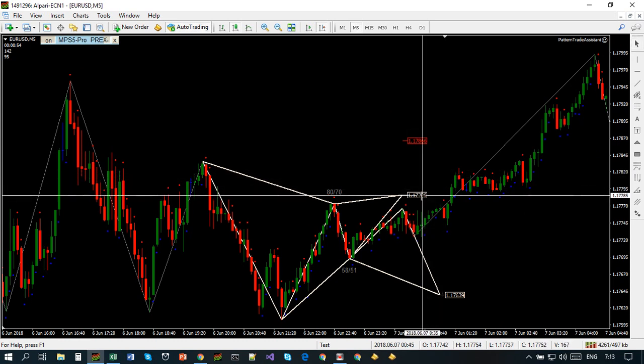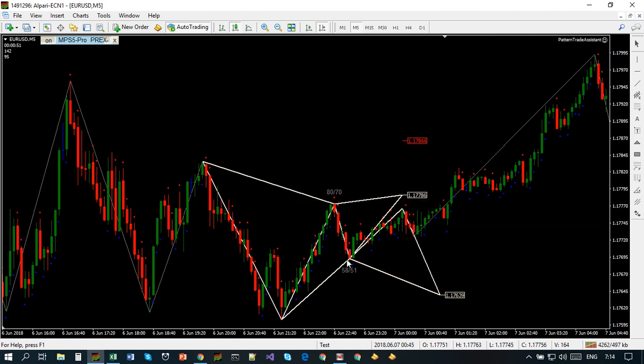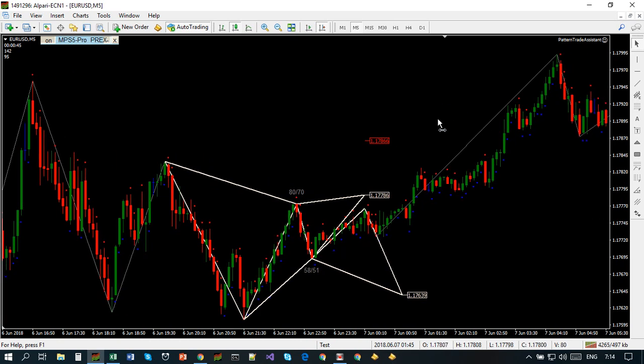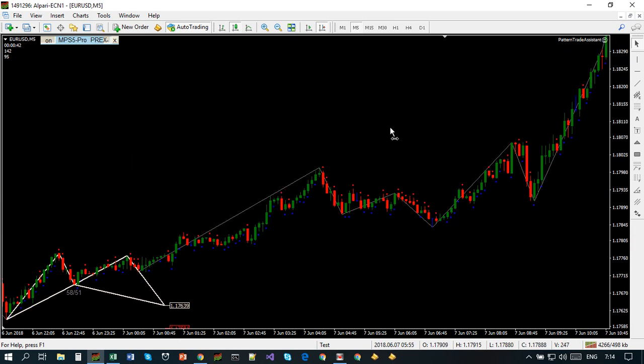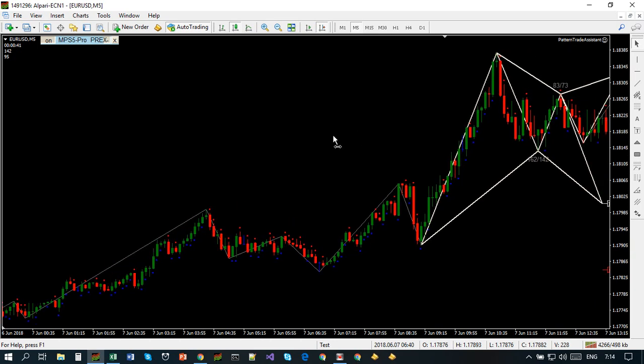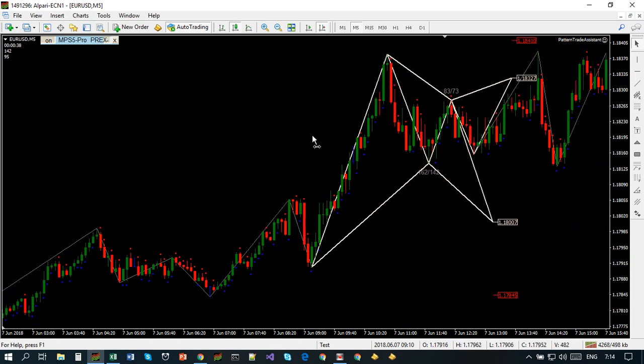So the pattern should complete. It means that it should enter this reversal zone. And you can see this indicator shows that the movement is choppy, so you need to skip this pattern. So you go slowly to the future.